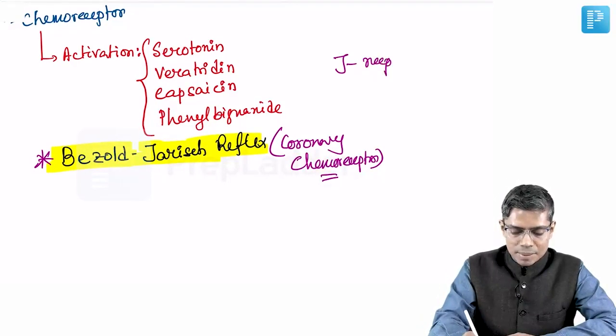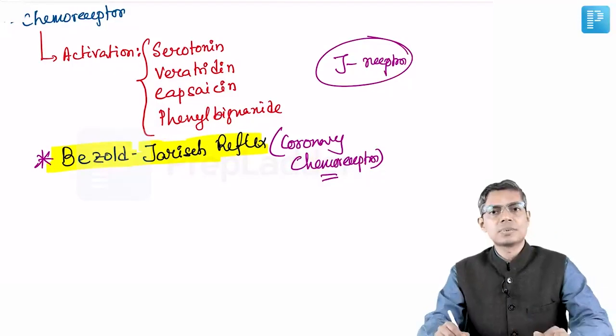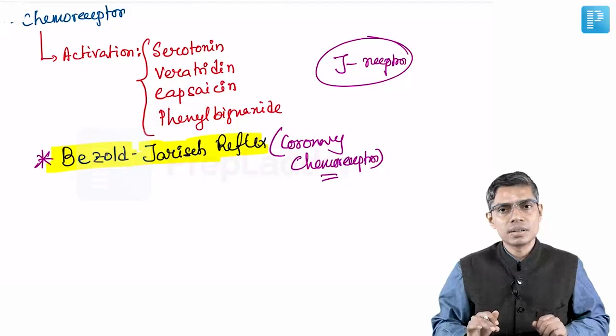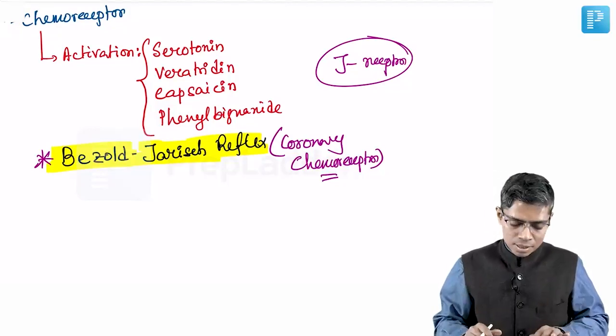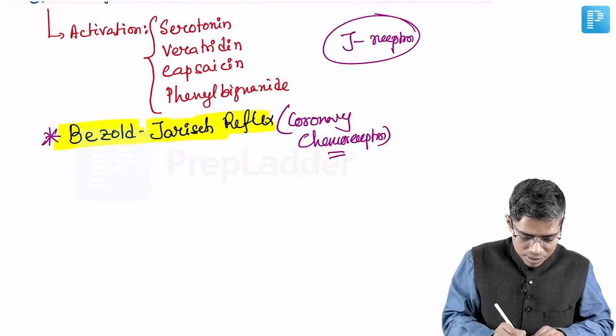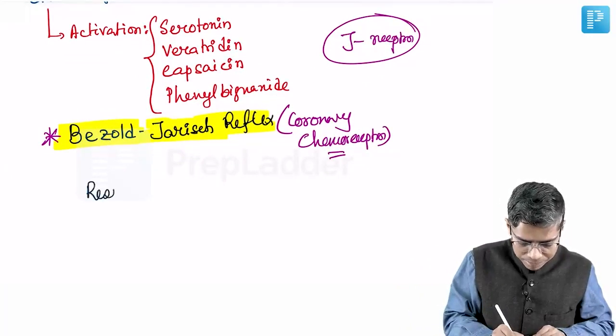J receptor, juxtacapillary receptor. We will discuss the J receptor in the lung. Its properties are similar to those of the ventricular or coronary chemoreceptor. Now, if this reflex is activated, what are the responses? What is going to happen in the body?